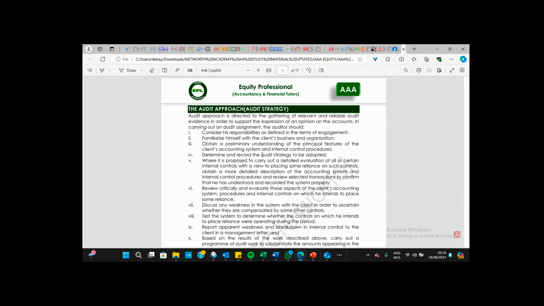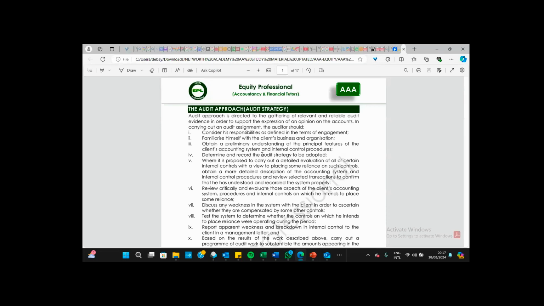Today we'll be looking at audit approach, or what we call audit strategy. What do we mean by audit approach? Audit approach has to do with all the methods to be used by the auditor during the audit to achieve an audit engagement. Audit approach is the overall audit strategy that will be applied by the auditor in order to achieve the audit objective. That is audit approach. Sometimes they call it audit strategy.